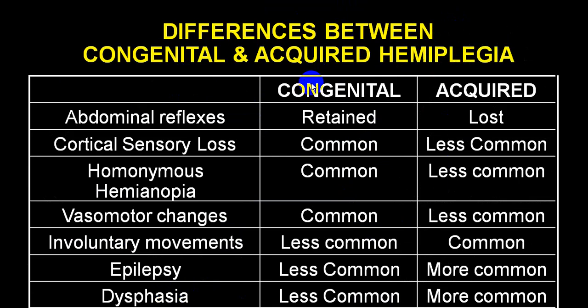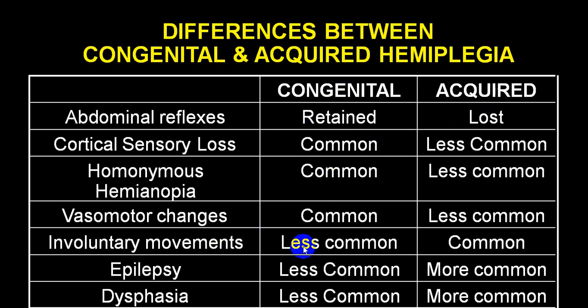To differentiate congenital and acquired, you must look at the differences between them. In congenital, the abdominal reflex is retained, while in acquired, it is lost. Cortical sensory loss will be more common with congenital, while it is less common in acquired. Homonymous hemianopia will again be very common in congenital. Vasomotor changes will also be common in congenital.